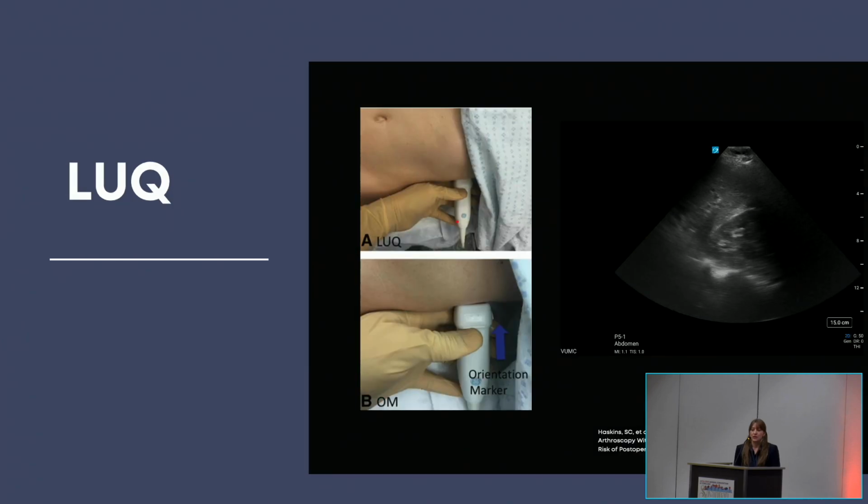This is a left upper quadrant view. This one, you're going to need to place the probe a little bit higher. I didn't mention on the previous slide, on the right upper quadrant, that probe placement is going to be between the 8th and 11th rib space. This side's a little bit higher, more like 6th to 9th rib space. And then you may want to rotate the probe towards the bed just to get away from all that air I mentioned that's in the body of the stomach and the fundus.